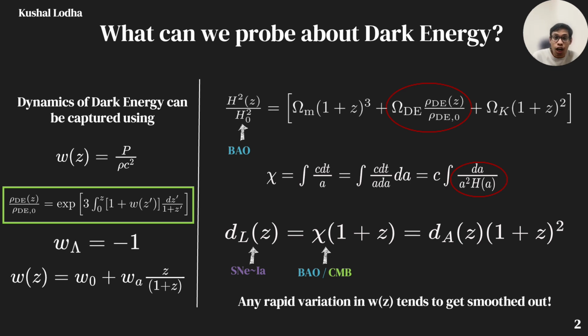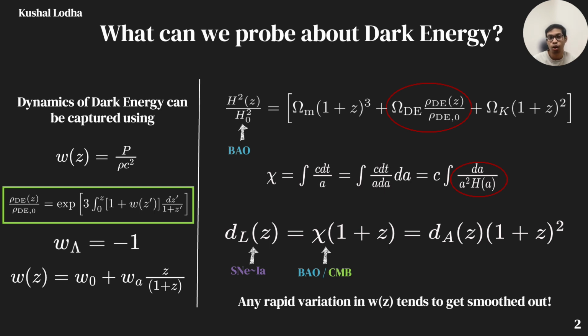What can we probe about dark energy? We can describe the dynamics using the equation of state, w(z), which is simply the ratio of pressure to energy density. In standard Lambda CDM, w is fixed to -1, meaning dark energy density remains constant in time. To allow for dark energy evolution, we can let w vary away from -1, often using a popular parameterization like w0 wa, which has 2 additional degrees of freedom.